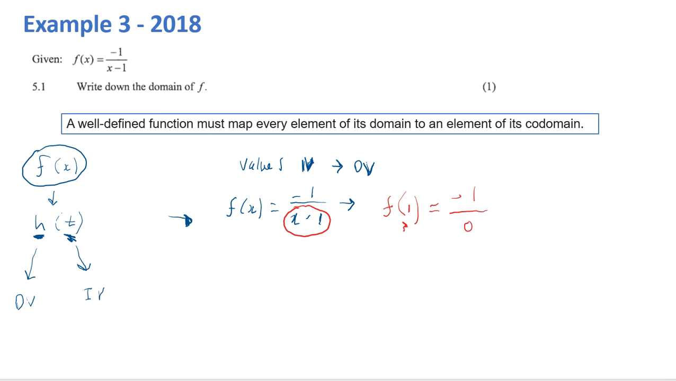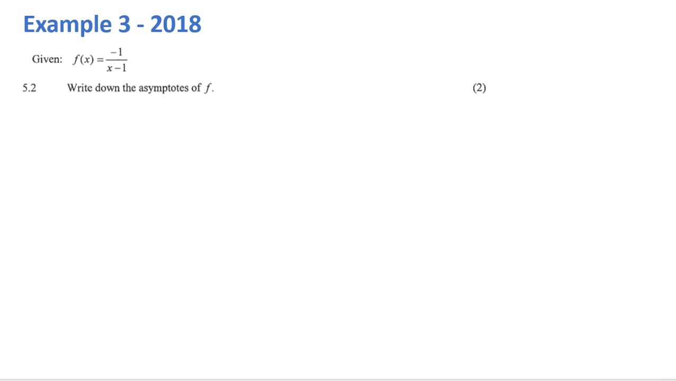By inspection again, you can see that for all other values of x, this equation will hold. So the way to write this is, all real values of x count, except where x equals 1, because then you get an undefined function. That is the answer. Cool. The next question then asks, write down the asymptotes of f.